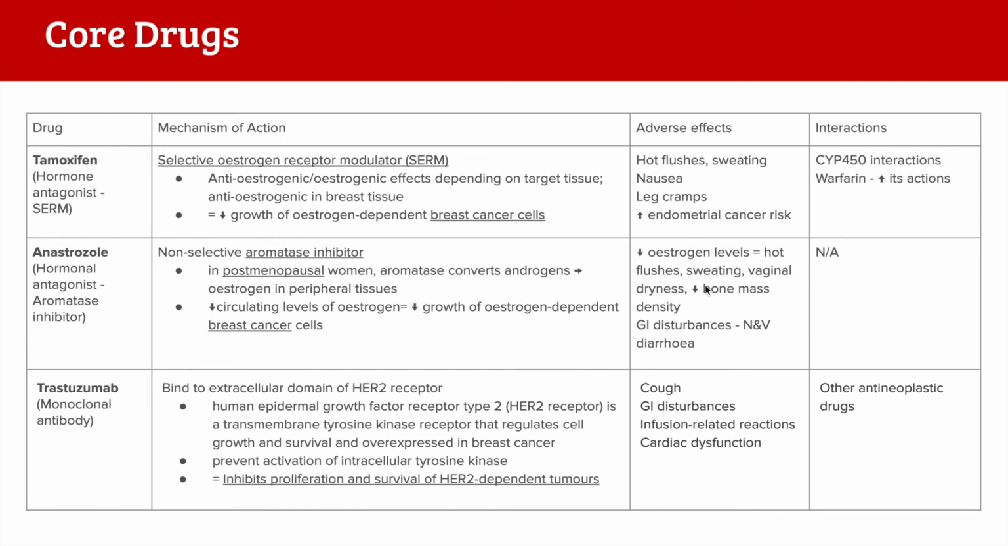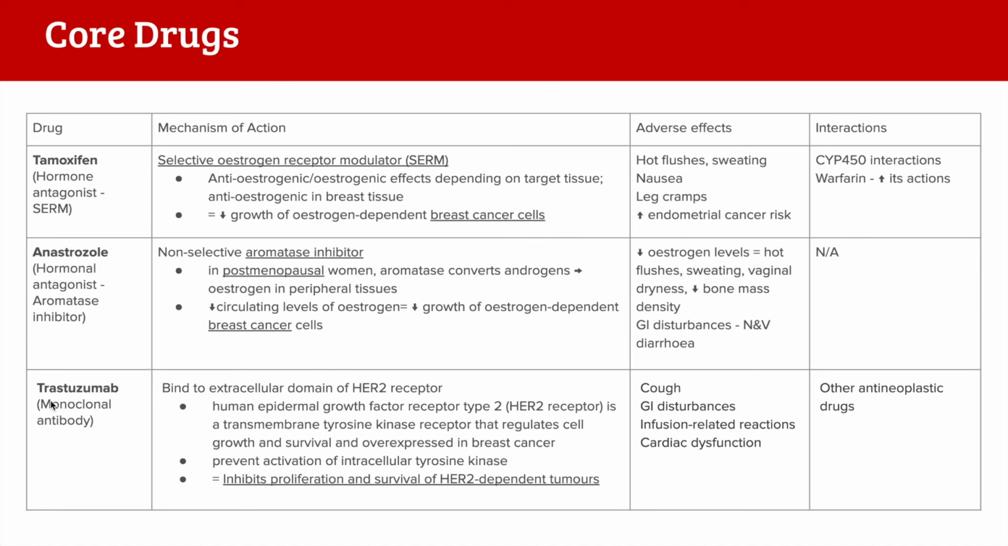Yeah, so once again, its adverse effects are associated with reduced estrogen levels. So this is like hot flushes, sweating, vaginal dryness, and reduced bone mass density. So I guess it can cause osteoporosis and stuff. And then it's the usual GI disturbances. And it doesn't have any interactions with other drugs.